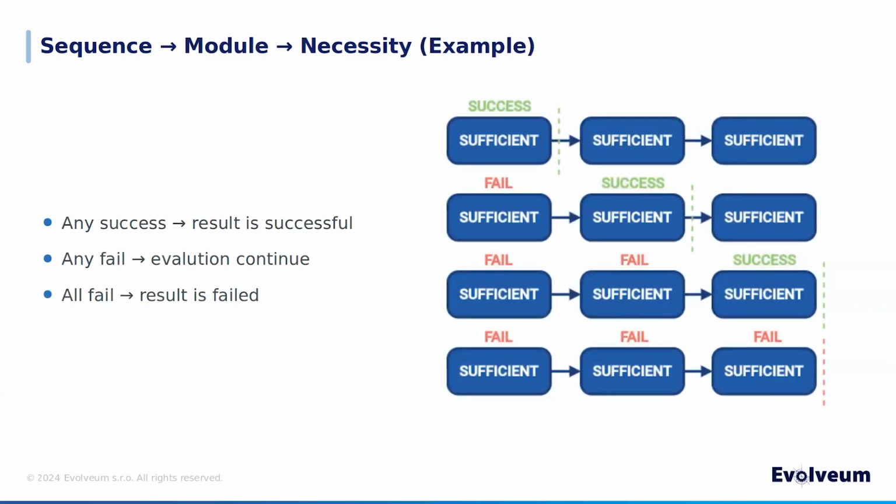Now we can look at some examples of using necessity. In the first example, we have three modules, all of which have necessity as sufficient. As we can see, if one of the modules fails, the evaluation continues with the next module. If all of them fail, the whole authentication fails and the flow is restarted. If any of the modules succeeds, the evaluation of the modules stops and the authentication succeeds.